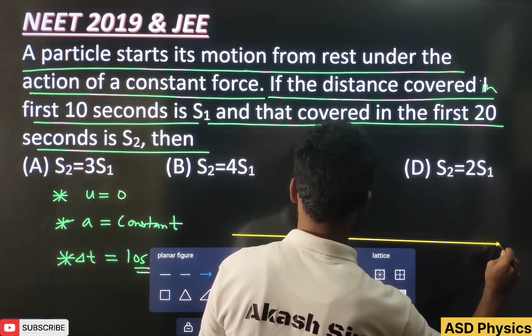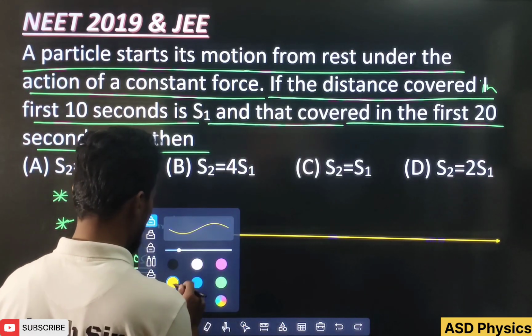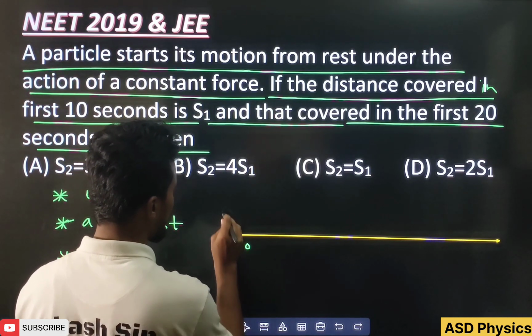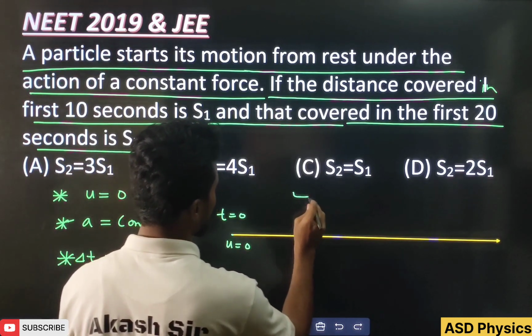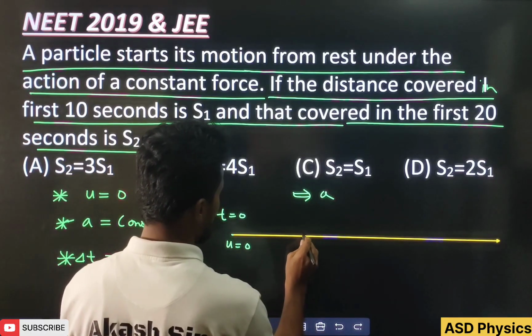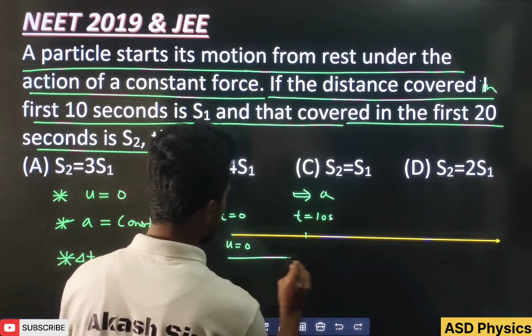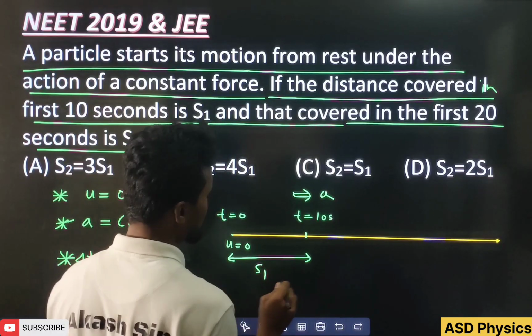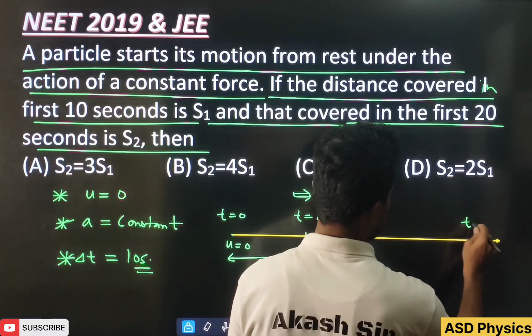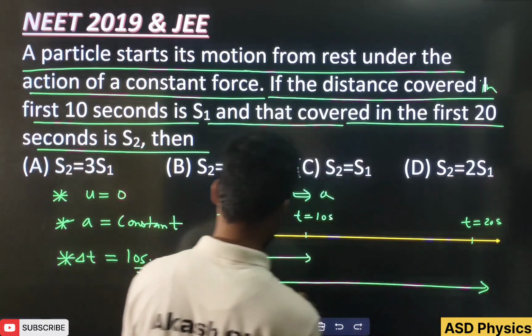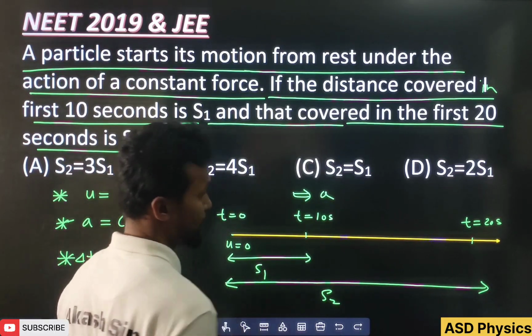See, this is the situation. If I write here, starting from rest, u equal to 0, time t equal to 0, moving with a uniform acceleration. So what will happen here? At 10 seconds, t equal to 10 seconds, what is it traveling here? s1. And after that, at 20 seconds, what is it traveling here? It is traveling s2.